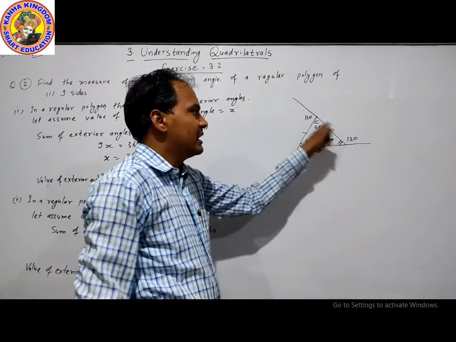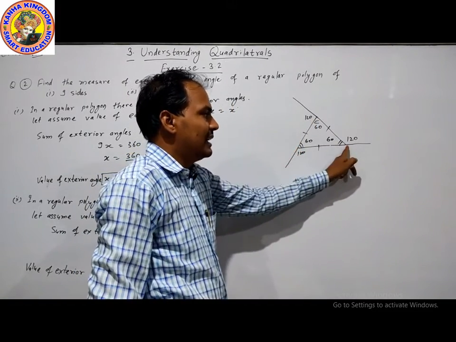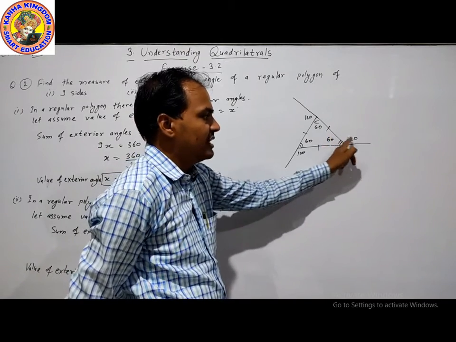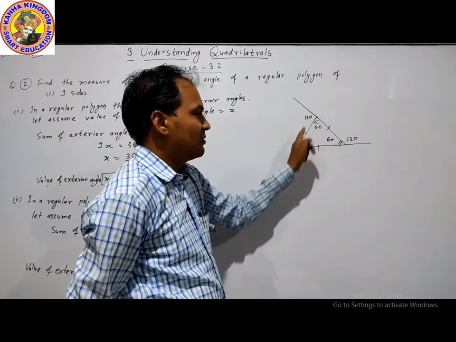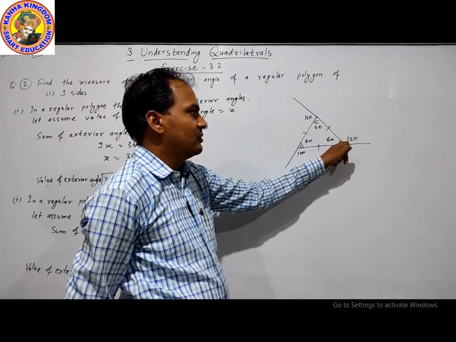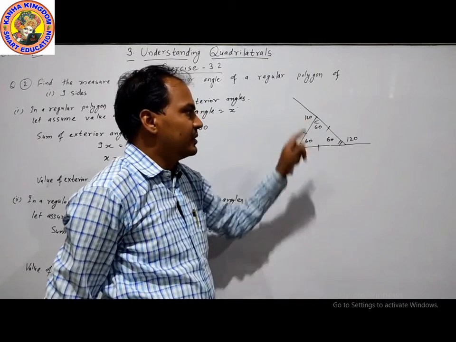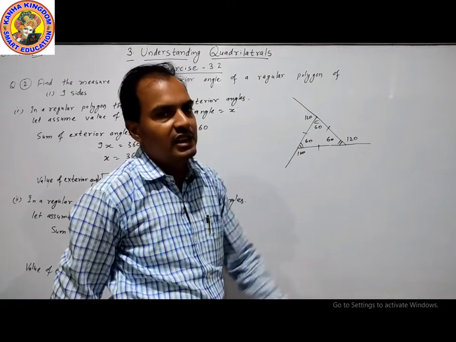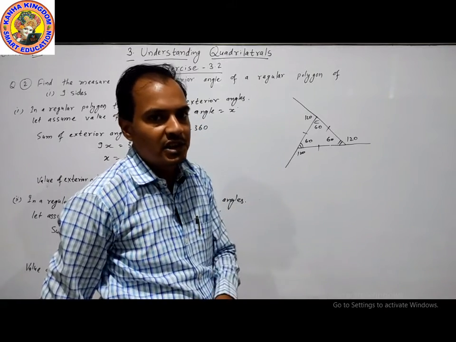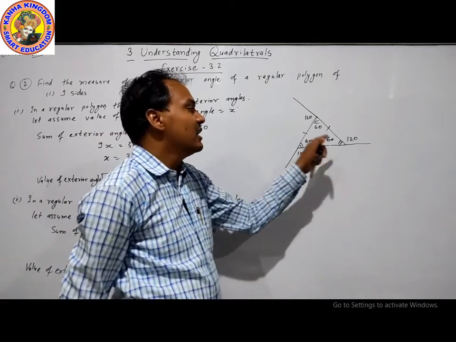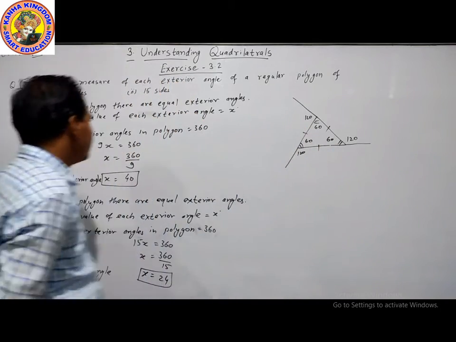Okay, these are the exterior angles. By linear pair, the sum of these angles is 180: one is 60, then another is 120, 120 and 120. Then the exterior angles are 120, 120, 120. There are three sides, three interior angles and three exterior angles. If the three sides are equal, then the three exterior angles are also equal.